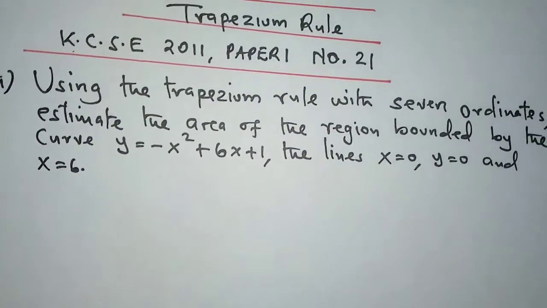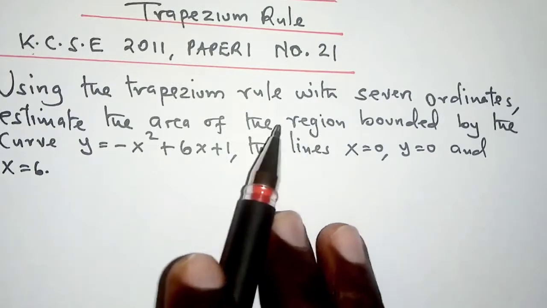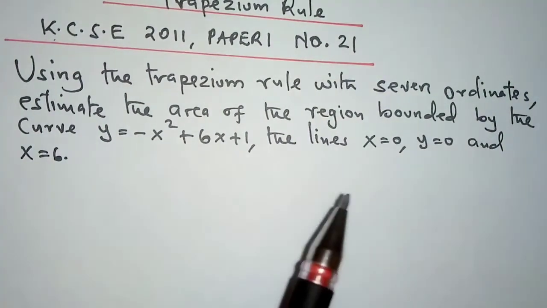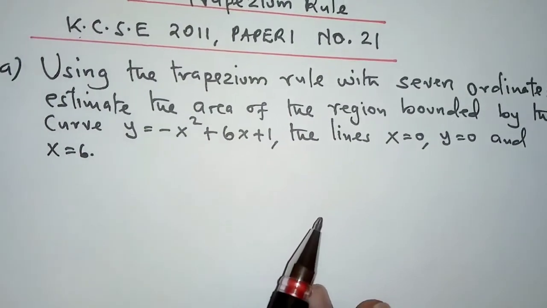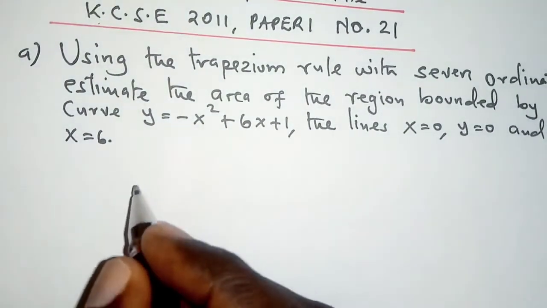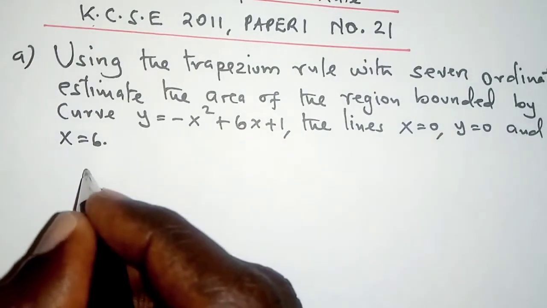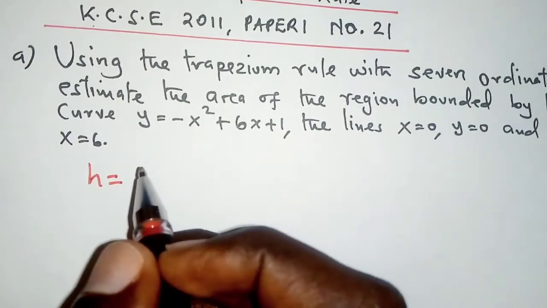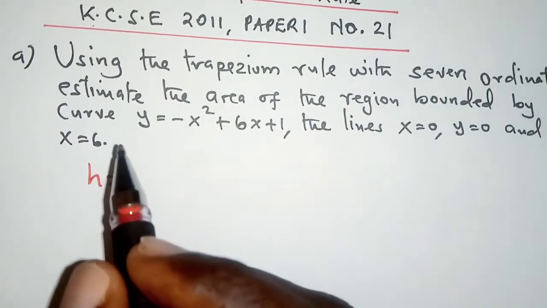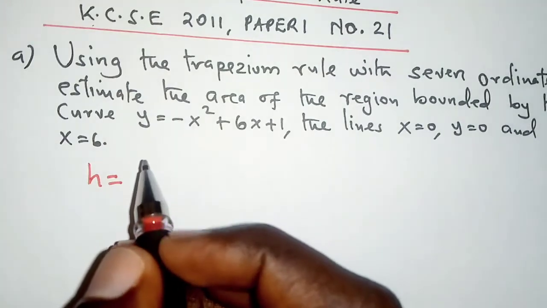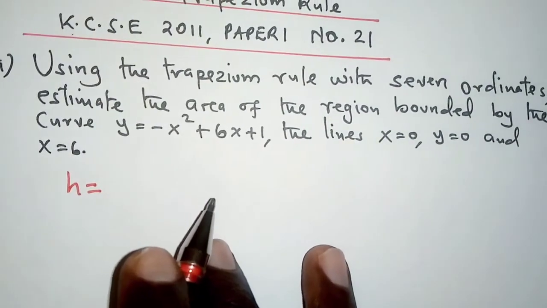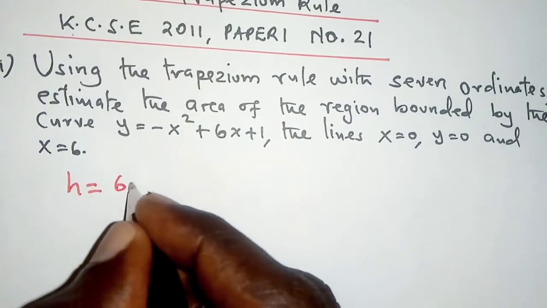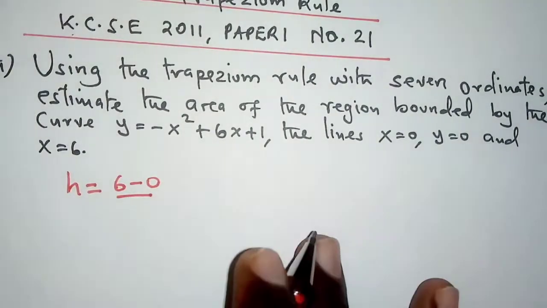Now for the first part, using the trapezium rule with 7 ordinates, estimate the area bounded by these lines and the curve. So I'll begin by first of all getting the width. The width here is for each trapezium in the partitioning that we'll have. So we determine this by taking the extreme values. We have x is 6 and x is 0. Let's subtract them, and then we divide by the number of strips.